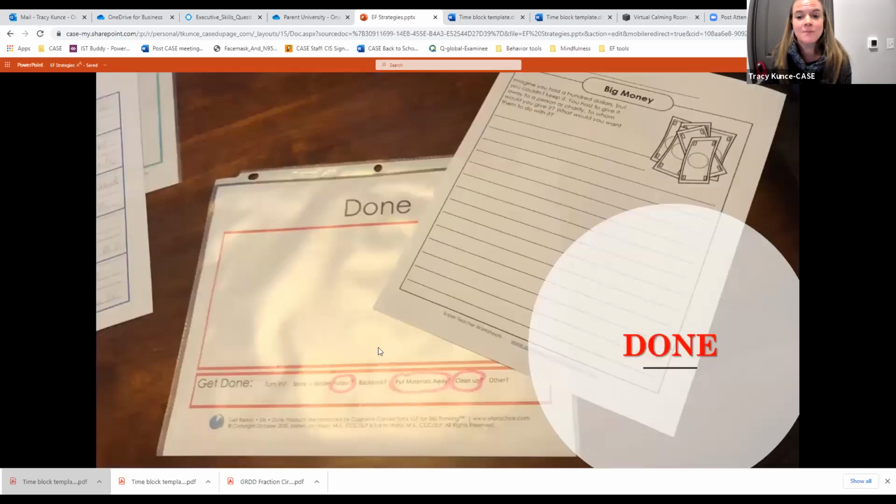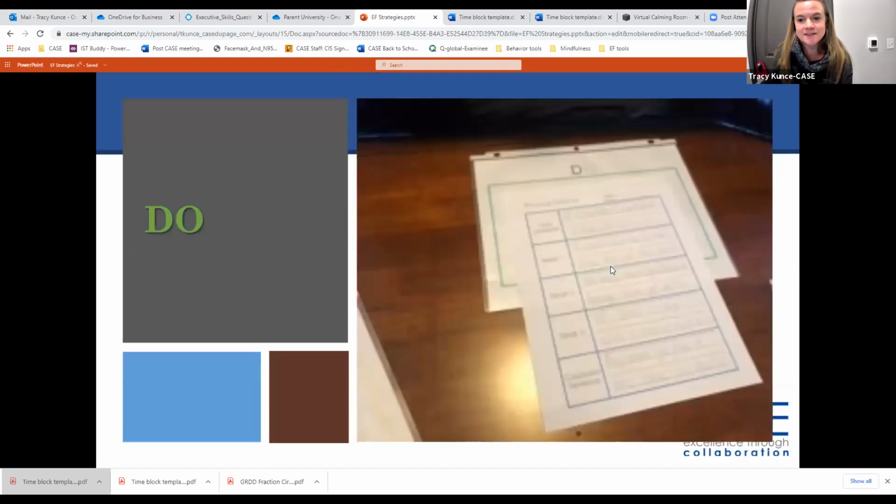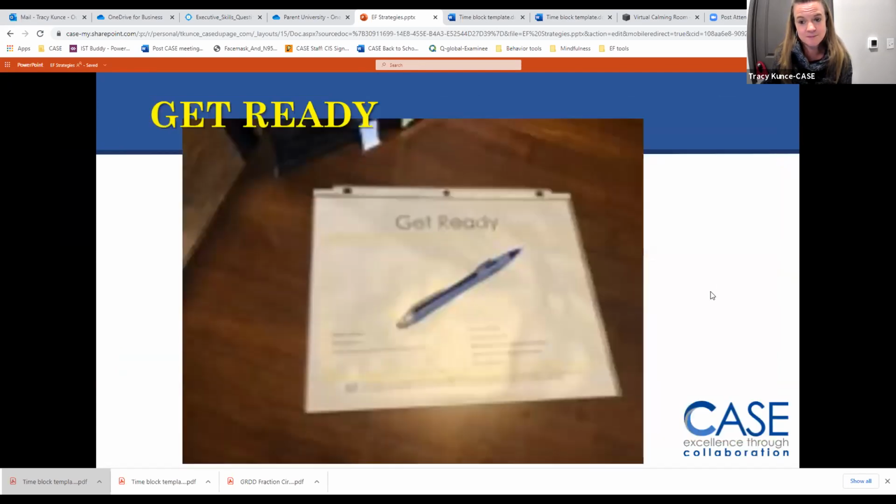And just a little closer up, in this instance, done looks like a paragraph that needs to be written. There's a writing assignment. So that's what my done is going to be. Do, it's a little fuzzy, sorry about that. But to get to that done, I need to use my outline that we worked on a few days ago. So we're going to use the outline to write that paragraph to get to the done. And backing up the get ready, all we need for this task is a pencil. So we laid that right on the mat. So that's what we need to get ready.